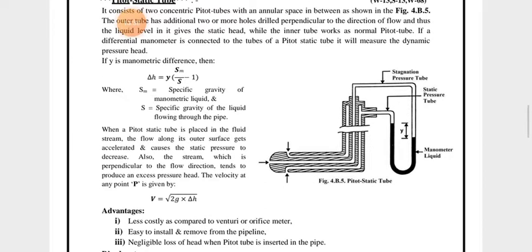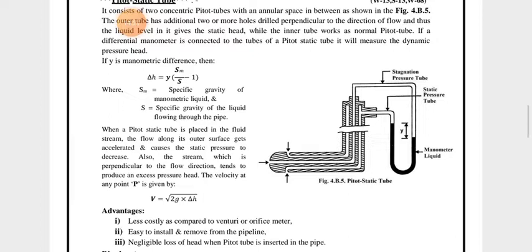When a pitot static tube is placed in the fluid stream, the flow along its outer surface gets accelerated and causes the static pressure to decrease. Because of that, when the flow along its outer surface gets accelerated, the static pressure decreases inside the pipe.